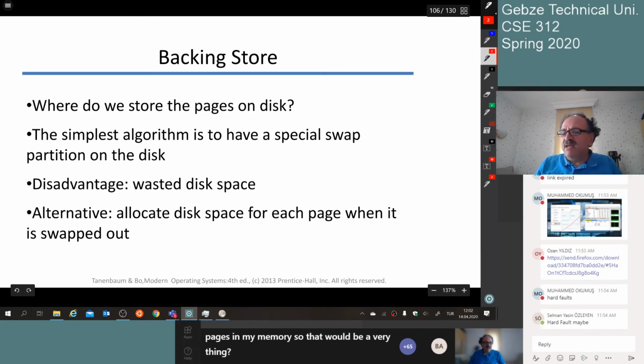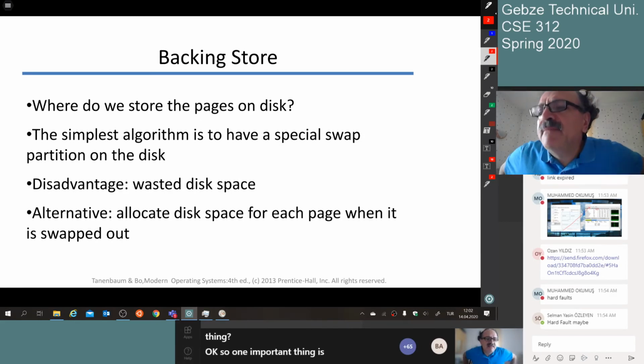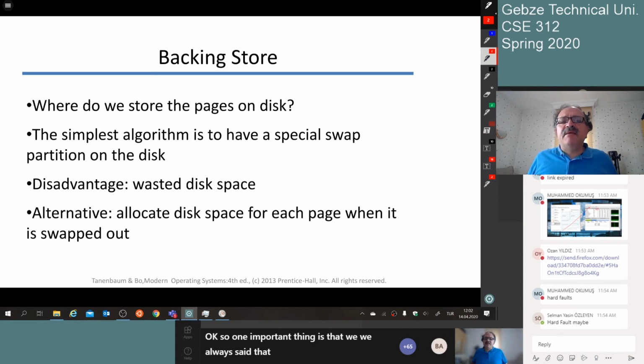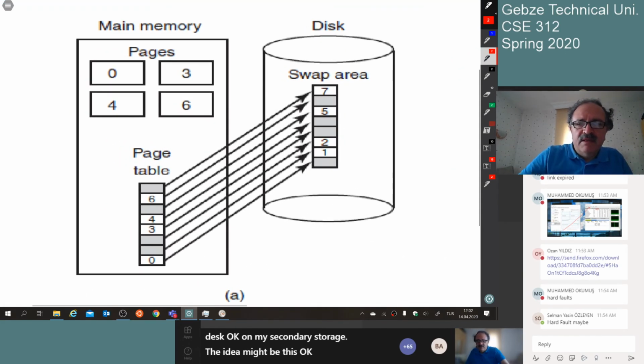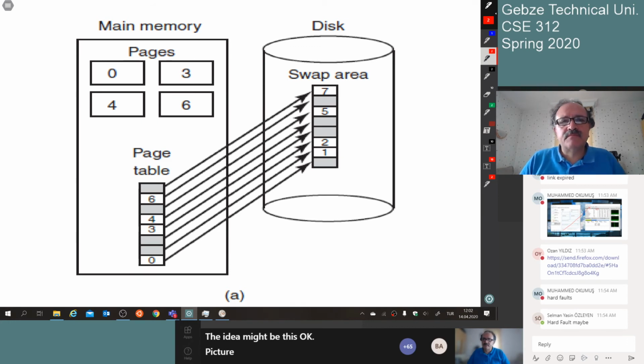So one important thing is that we always said that if I am replacing a page, I will write the dirty pages to the disk and I will load the new ones from the disk. But we never talked about what happens on the disk. How do I keep them organized on my disk, on my secondary storage? The idea might be this. Picture from the book.